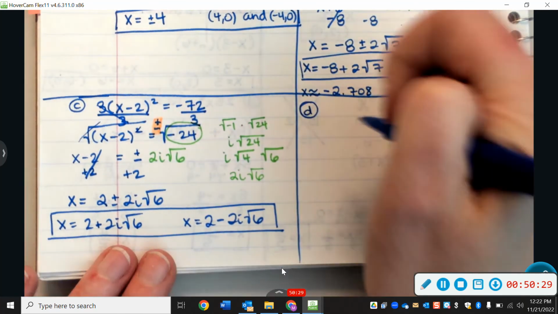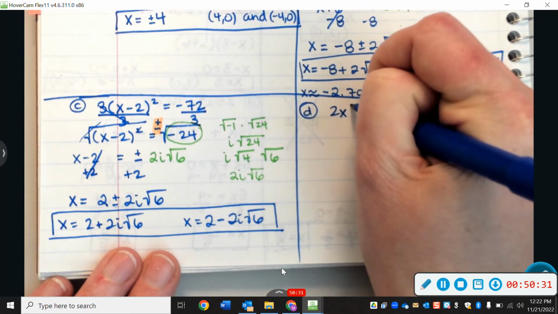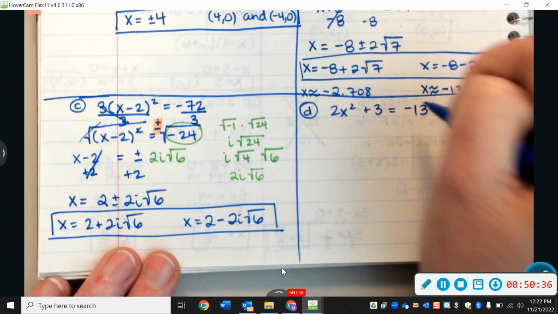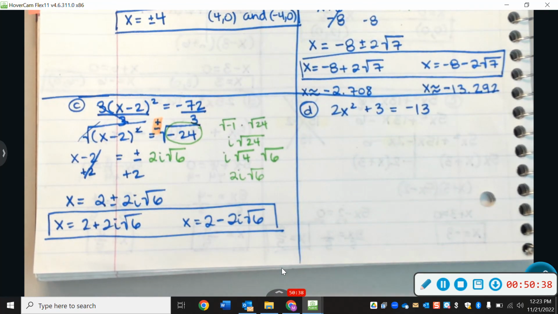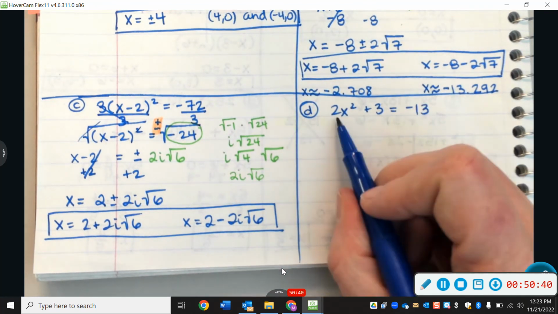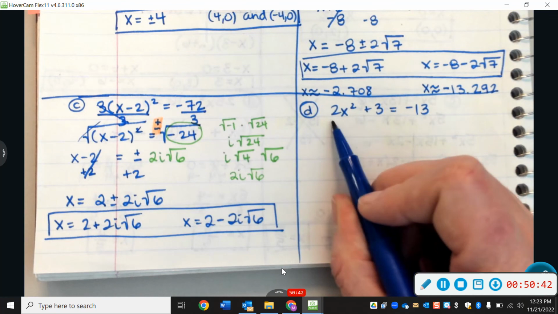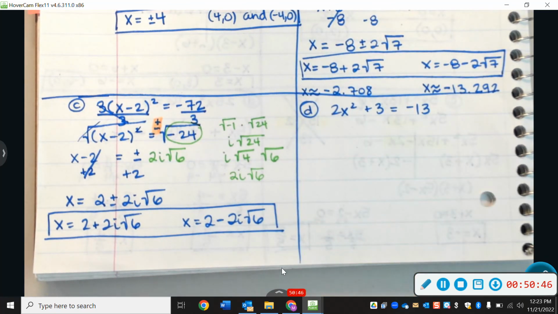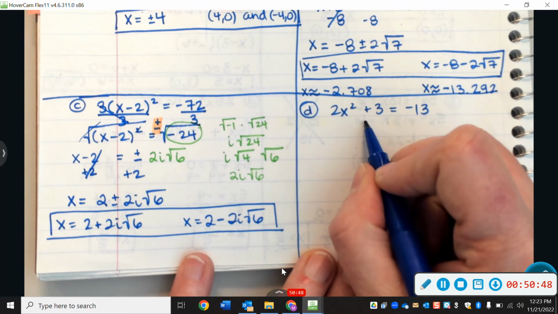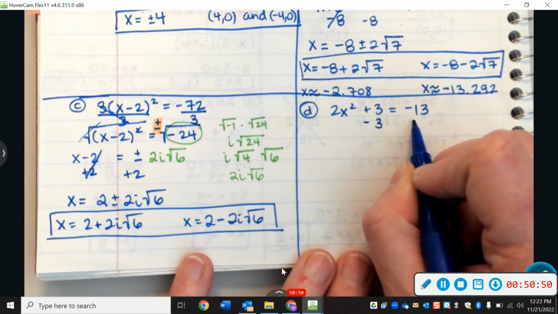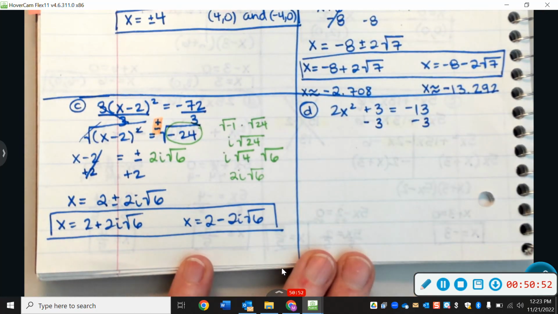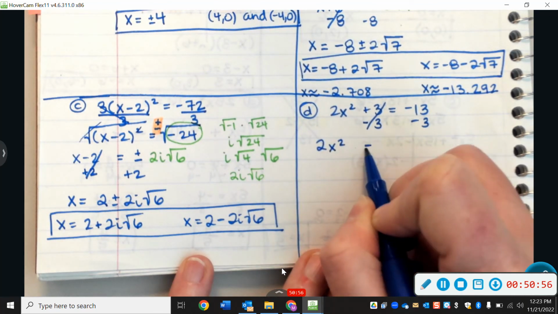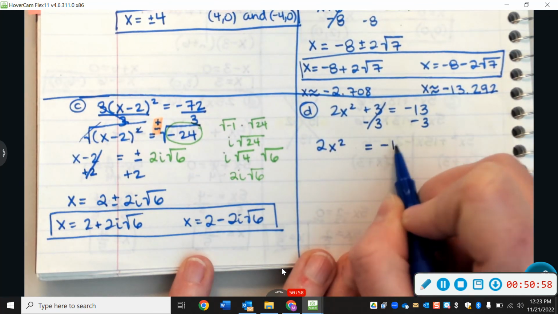So one last example would be something like this. I'm noticing this is an example of one where we don't have an x term, we're missing b. So this is where I can solve using square roots. So I just want to keep thinking about inverse operations. So SADMEG, S and A, I'm going to deal with addition and subtraction first. So negative 13 minus 3, that's going to be negative 16.